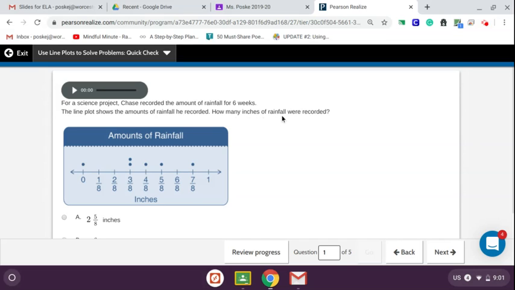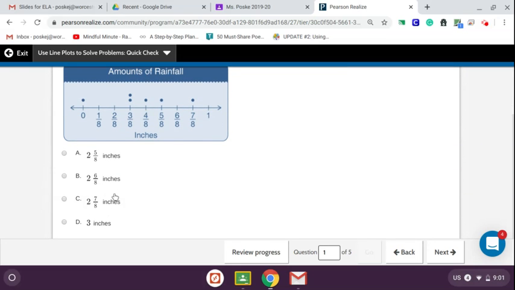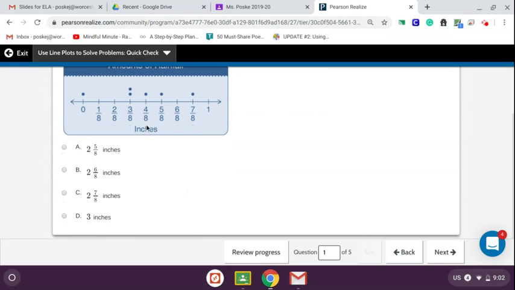How many inches of rainfall were recorded? So remember, these are the weeks. Okay, so there's 6 weeks. So to solve this problem, it's not going to be 6. Okay, because 6 isn't even an answer here. So you need to go down to the inches. How many inches? Inches are the fractions. Okay, so it's asking you how many inches of rainfall were recorded in this whole data set. So I'm thinking what I need to do is I need to add up these inches.